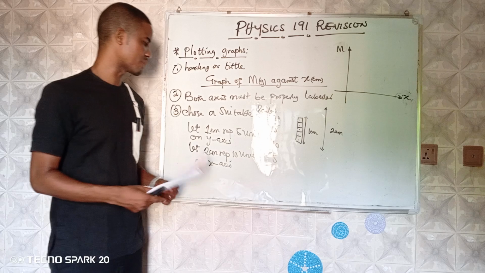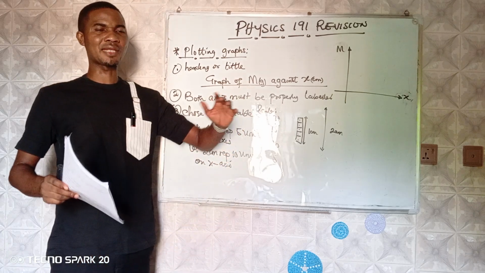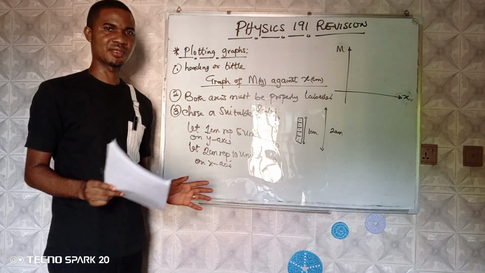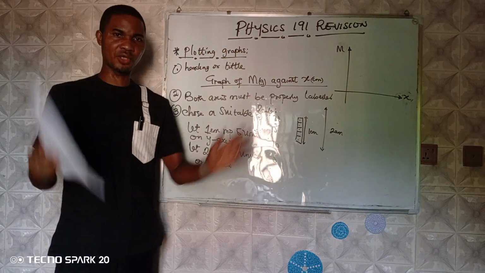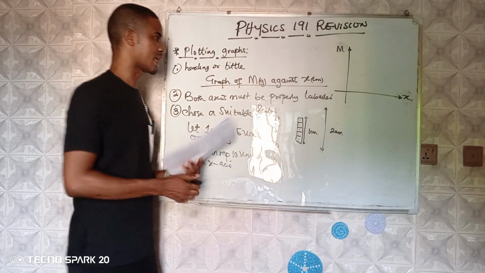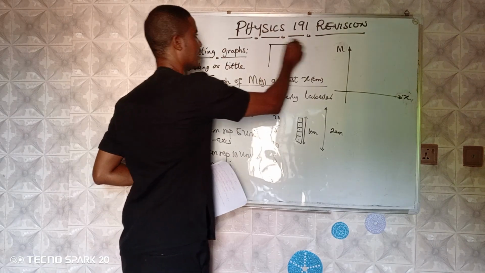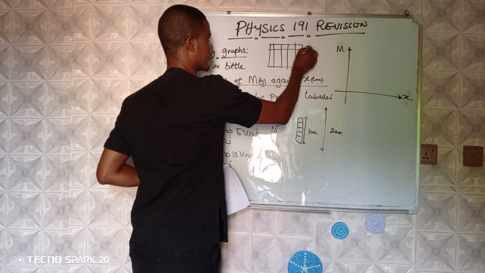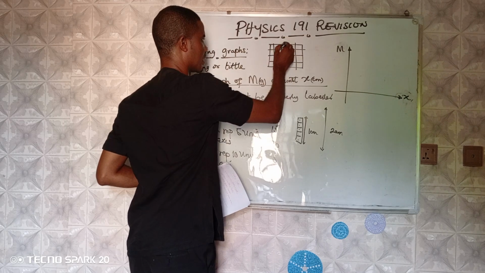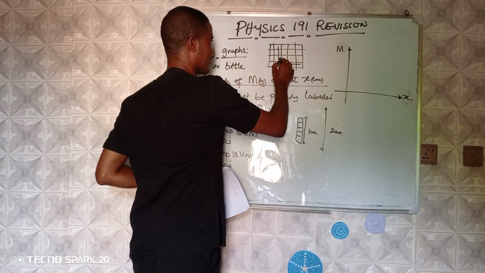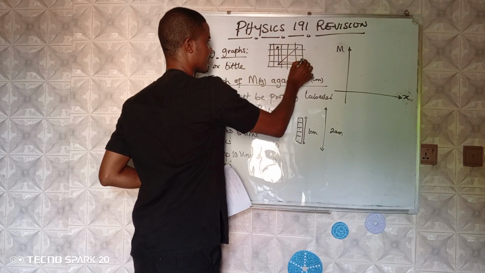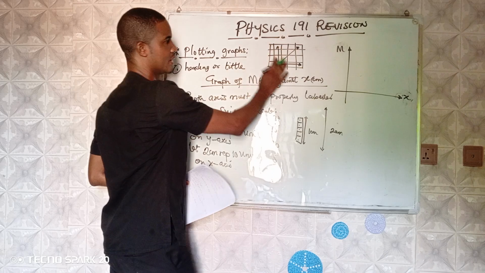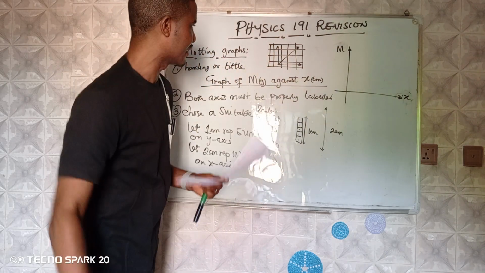But one thing you must know is that whatever scale you choose should ensure that the graph covers the checkerboard of the graph sheet. Ensure that the plotting of the graph covers the checkerboard. What I mean by checkerboard is something like this. You know your graph sheet, it goes something like this. So if you plot your graph, let it cover something like this.